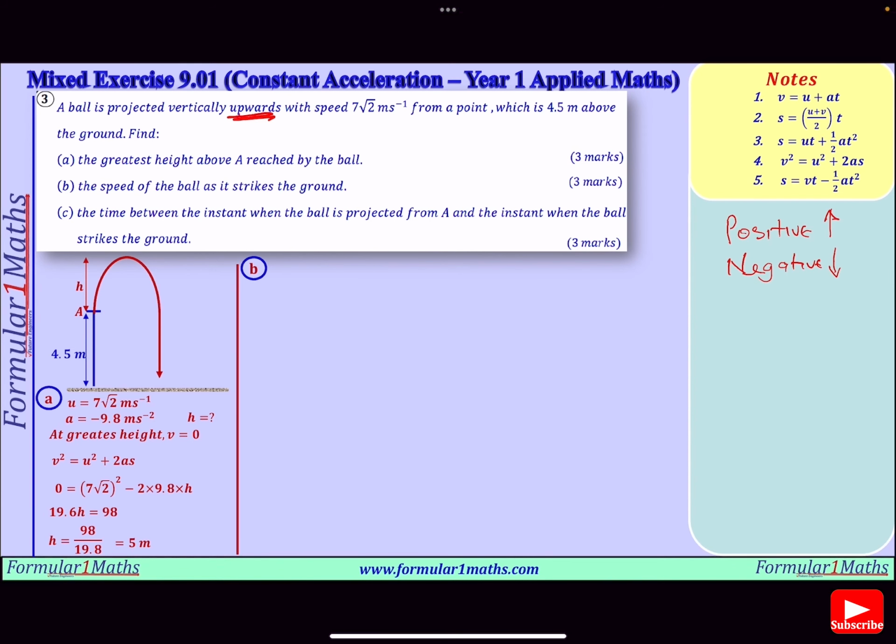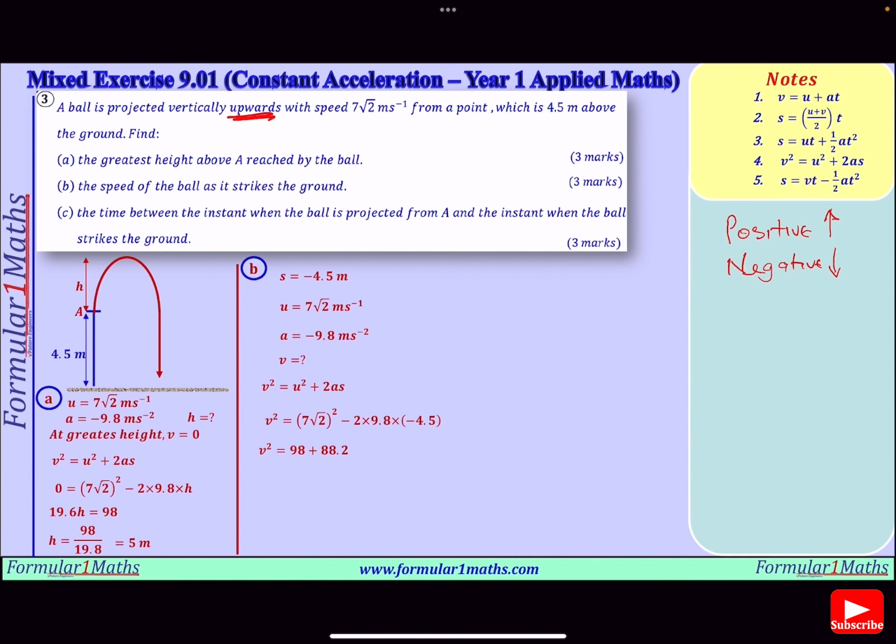B, the speed of the ball as it strikes the ground. With respect to the point from where the ball was projected, the ground has negative displacement, and so s will be minus 4.5. u is still 7 root 2 meters per second, and a is minus 9.8 meters per second squared. We're looking for v. The equation we're going to use is equation 4. Let's write it down and do our substitution. We get v squared equals (7 root 2) squared minus 2 times 9.8 times minus 4.5.